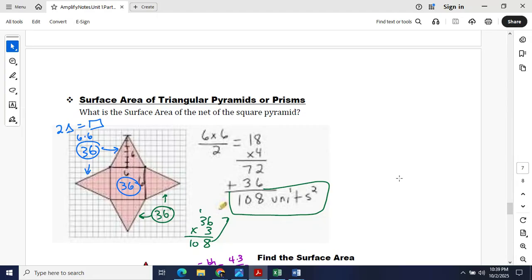Now, if you want, you could pause and see if you could try to answer the surface area of the next net, and then we'll go back. You can unpause and see.